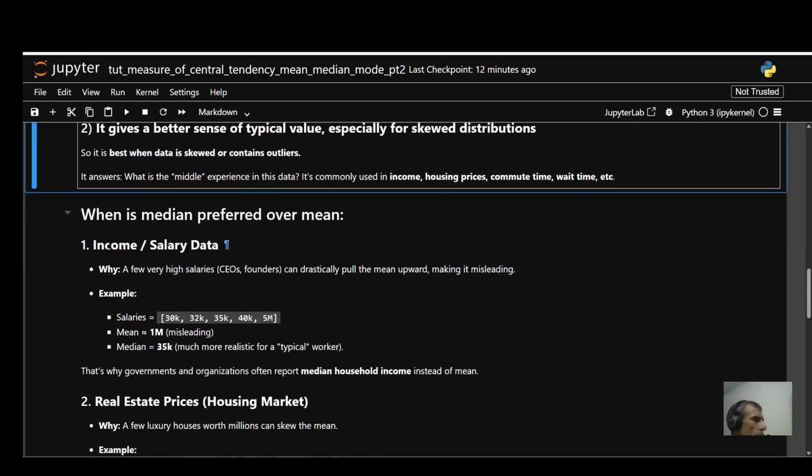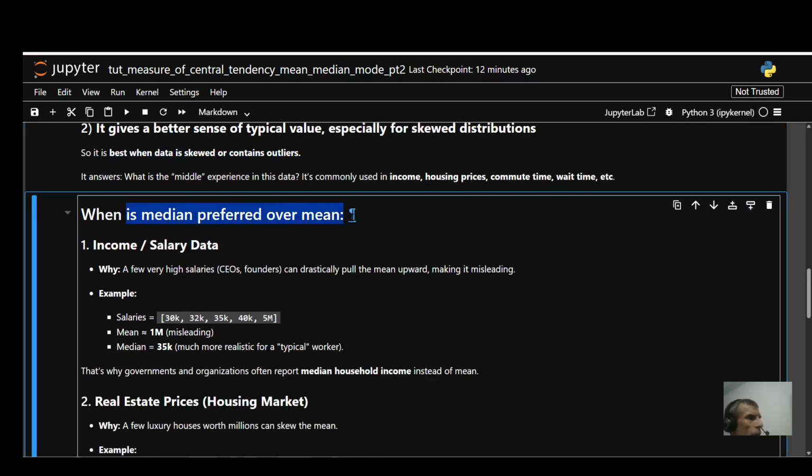So when is median preferred over mean? When you're dealing with income or salary data, for example. Why do we prefer median over mean when dealing with income? Well, the reason is that very few high salaries, CEOs and founders, can drastically pull your mean upward, making it misleading.